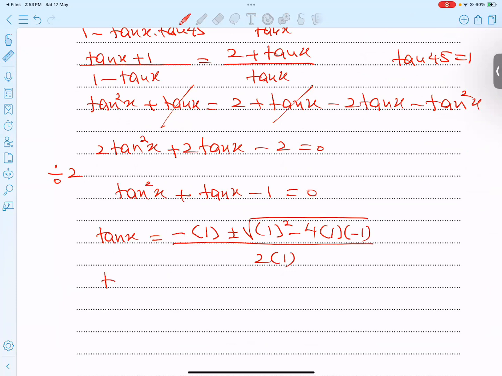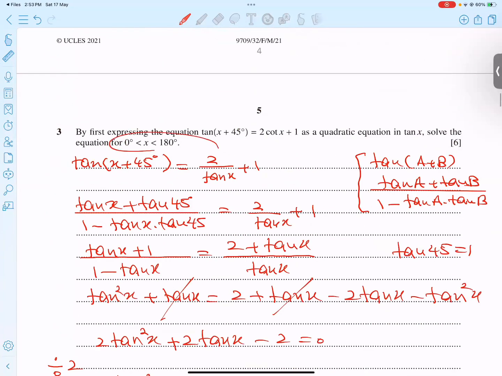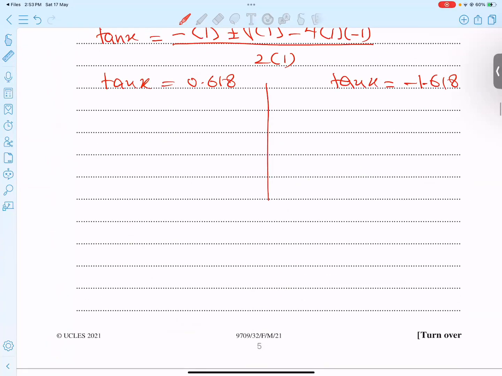So I'm getting 2 answers from here. Tan x is 0.618, and the second answer, I'm getting negative 1.618. So after this, what is my planning? I have to answer in the first 2 quadrants, so first quadrant and second. Others are not required. So I'm going to write it now. I make a cross. Tan is positive here and here. This is out of range, this is in range.